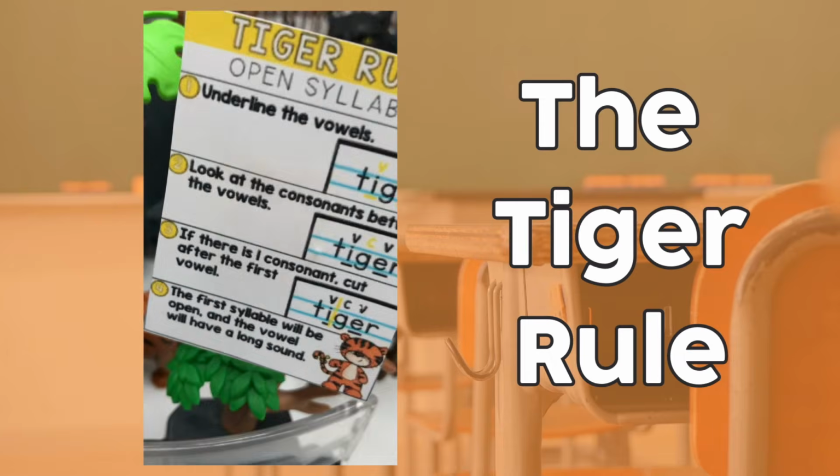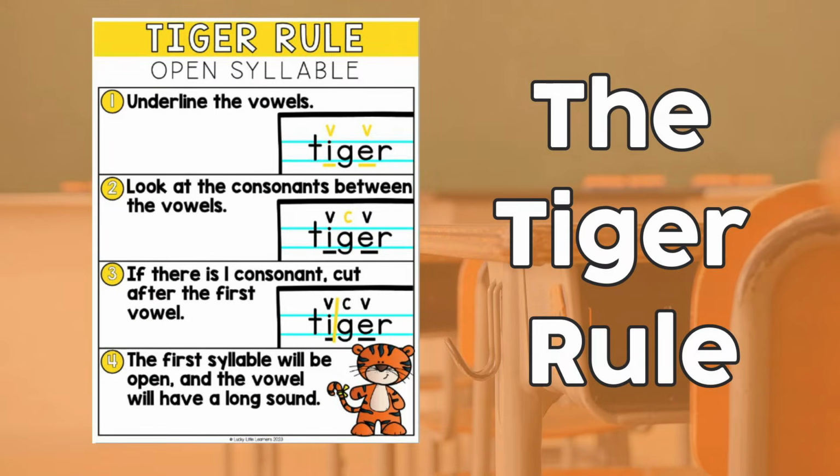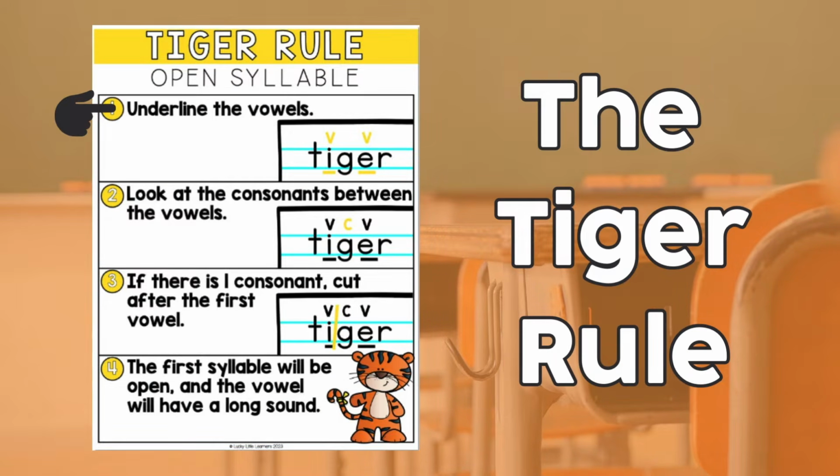First up, the Tiger Rule. All right, for the Tiger Rule, we are going to once again underline the vowels, look at the consonants between the vowels, and if there is one consonant, we're going to cut after that first vowel. The first syllable will be open and the vowel will have a long sound.